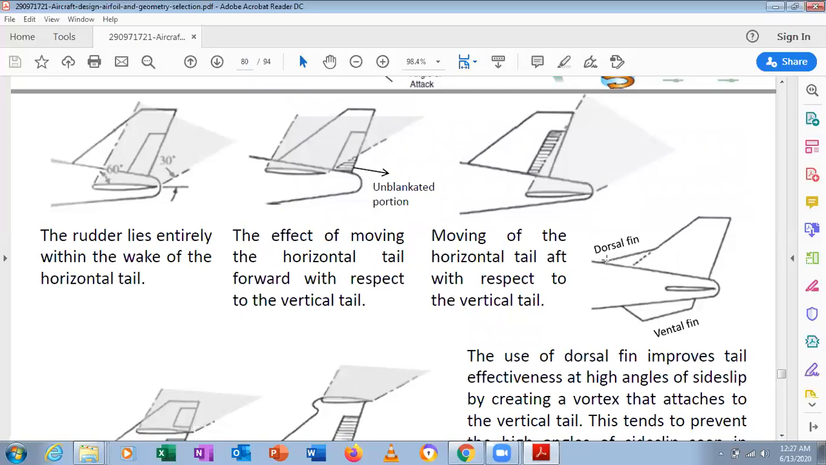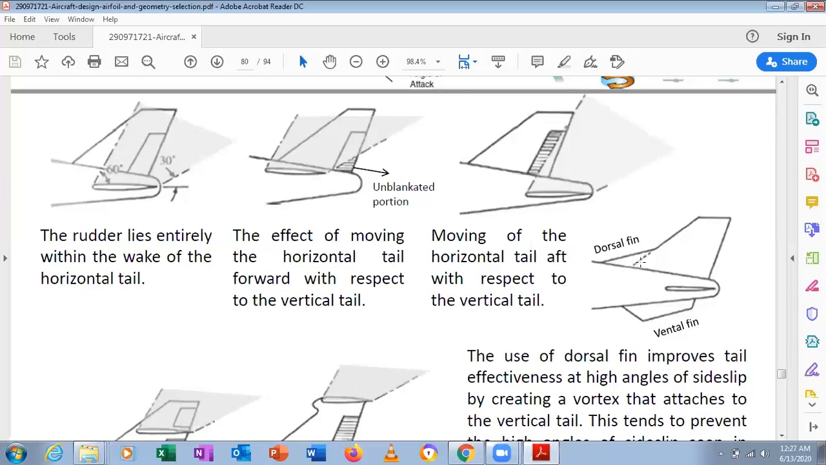We can see this dorsal fin, and why it is there. To avoid this, we increase its area. By increasing the area, there will be a smooth flow, and with smooth flow there will not be a wake formation. To avoid the wake formation, we add this dorsal fin. By increasing the area, we are delaying the flow separation. We have to understand why the dorsal fin is there: to avoid flow separation. By avoiding flow separation, turbulence will be reduced.